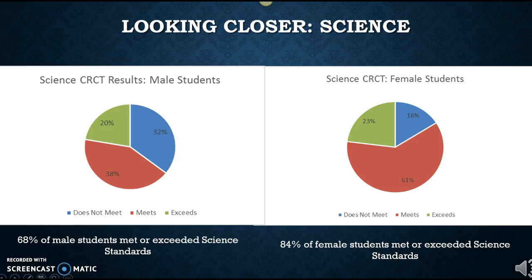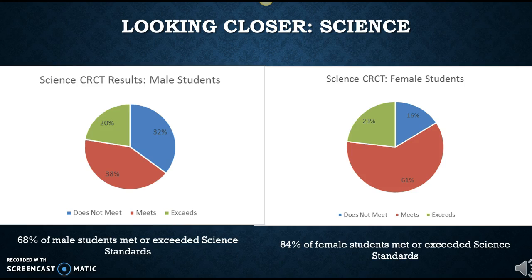All right, so drilling down even further and looking closer at the science CRCT results. Here I have it broken up between the male students and the female students. The pie chart on the left is for the male students, and you can tell that 32% does not meet, 38% meets, and 20% exceeds. And that means that 68% of male students met or exceeded science standards.